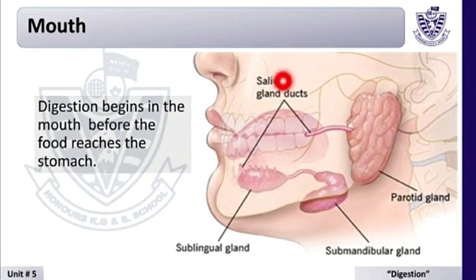Salivary glands. The salivary glands in the mouth secrete saliva, which contains an enzyme called salivary amylase. The tongue helps in mixing the food with saliva.